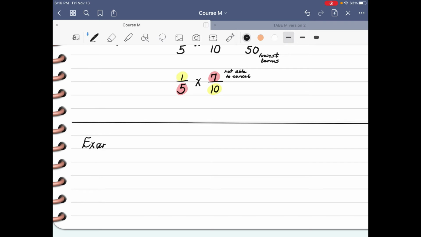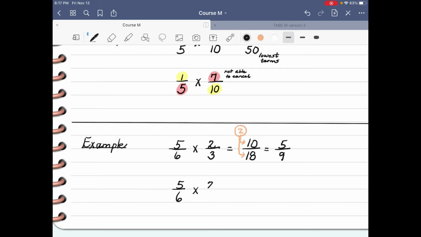Okay, here's another example. How about 5/6 times 2/3? If you don't cancel, you would get 5 times 2 is 10 and 6 times 3 is 18. That is not lowest terms because both of those will divide by a 2. So I get 2 into 10 is 5, 2 into 18 is 9. So I suspect this one can cancel if I choose to go that route.